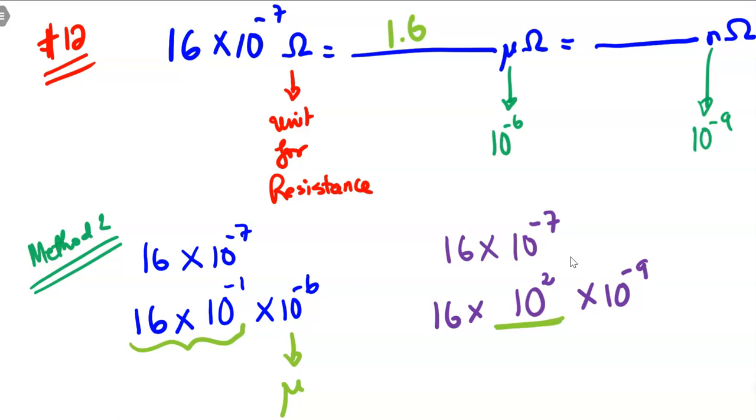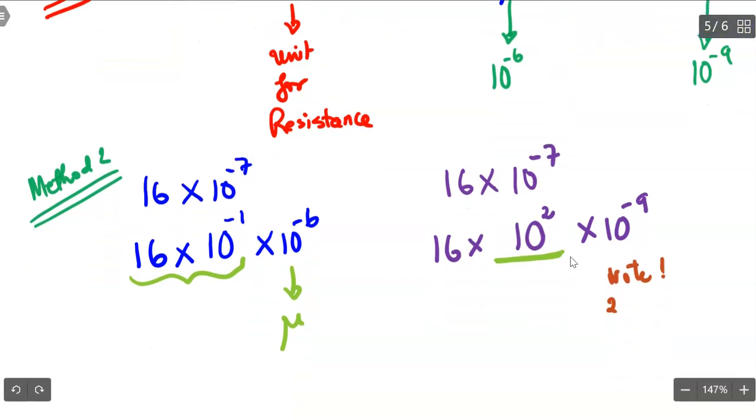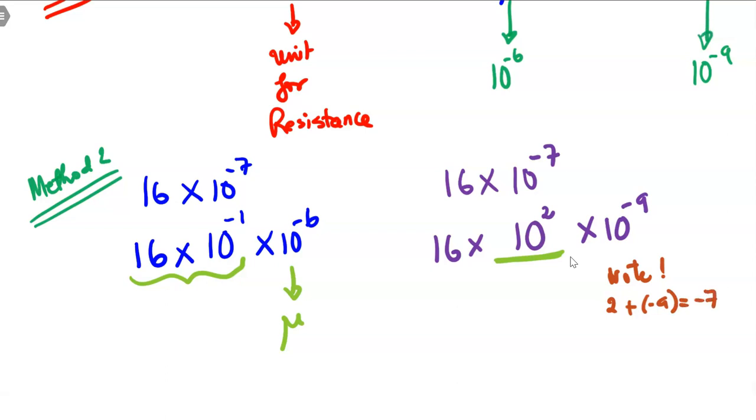Isn't that neat? So I think this method is... so I make a note here. Note: 2 subtract 9, or adding negative 9, will give me negative 7. So that's why I am writing it as 10 square.